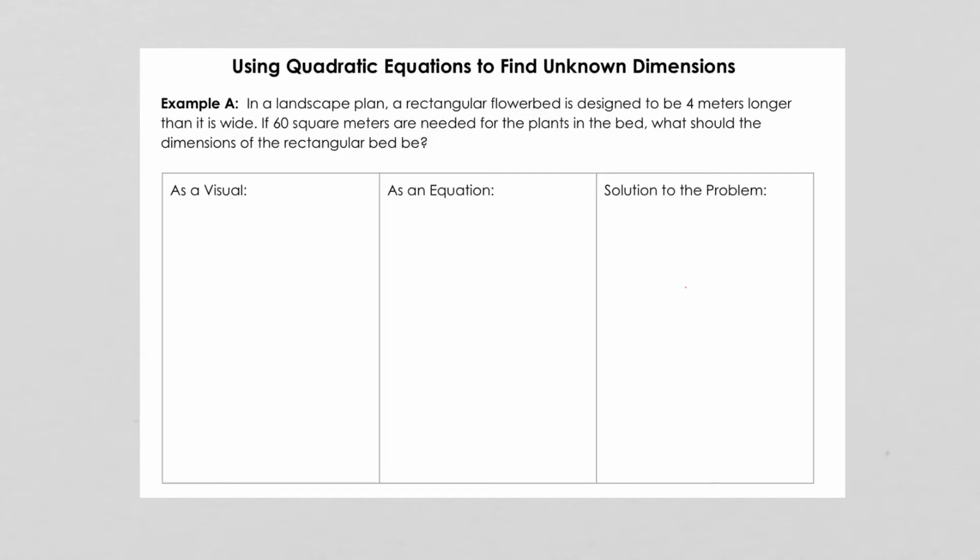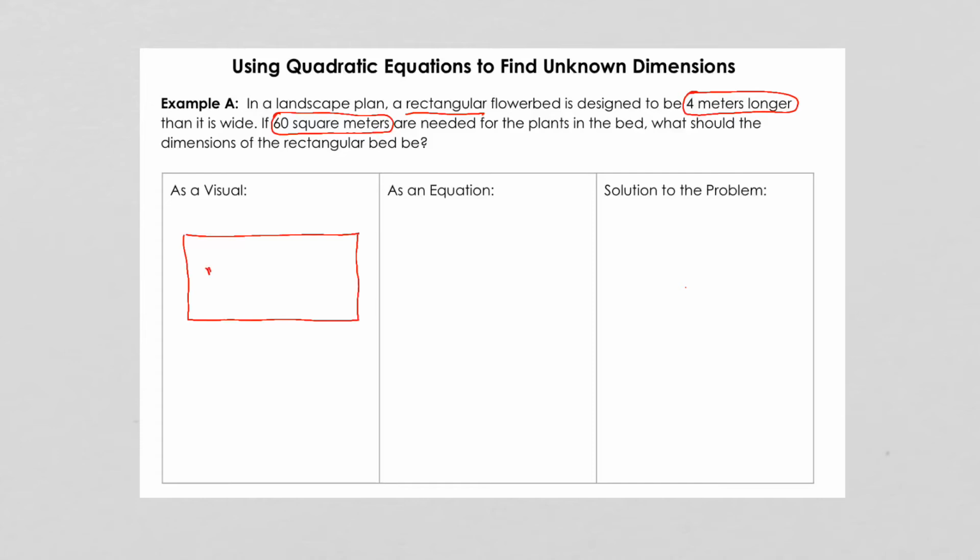So we like to circle our important information. It's got to be rectangular. That's a vocabulary word. Hopefully you guys all know. 4 meters longer than it is wide. And then the total has to be 60 square meters. So first we're going to draw a little picture. And this should look familiar because we did this together in class as well.